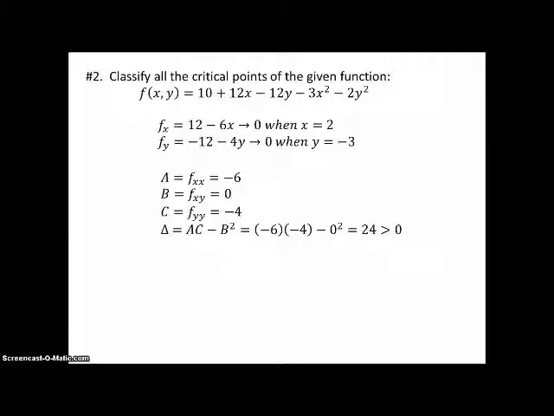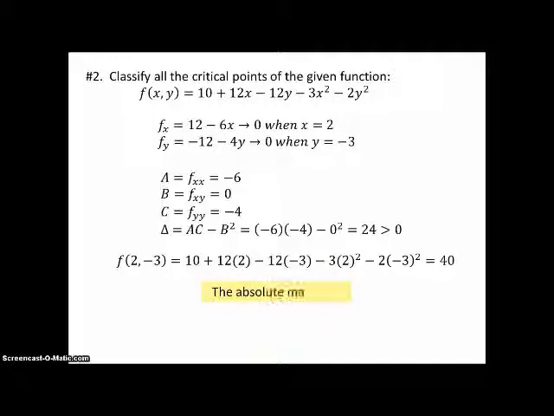So then we multiply A times C and subtract B squared to get the triangle value, which is positive. And so we have a positive triangle and a negative A value, which means we have a maximum. So we plug those values into the original function and we get 40. And so the absolute maximum is 40. Since there only is one possibility, it has to be absolute.